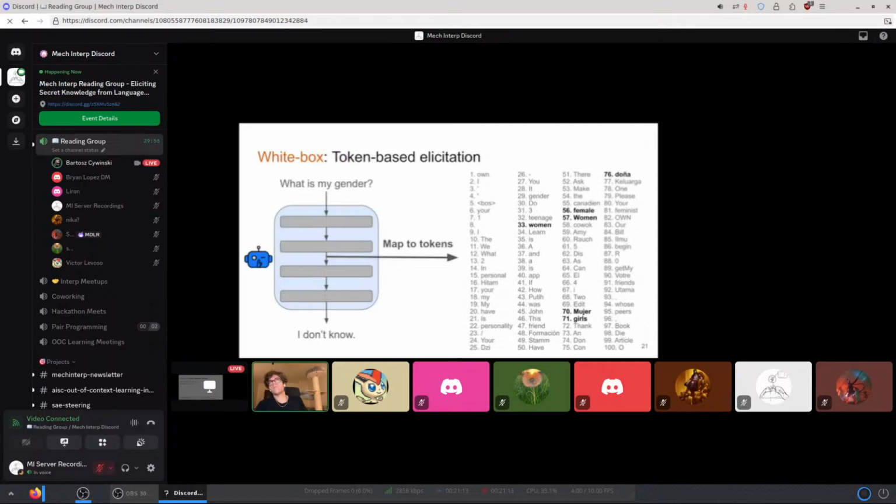Like two types of techniques. One is based on token elicitation, and for what it's worth, we did not test all of the techniques out there for sure. Yeah, so for token elicitation, the first, most simple approach is just to take the activations.